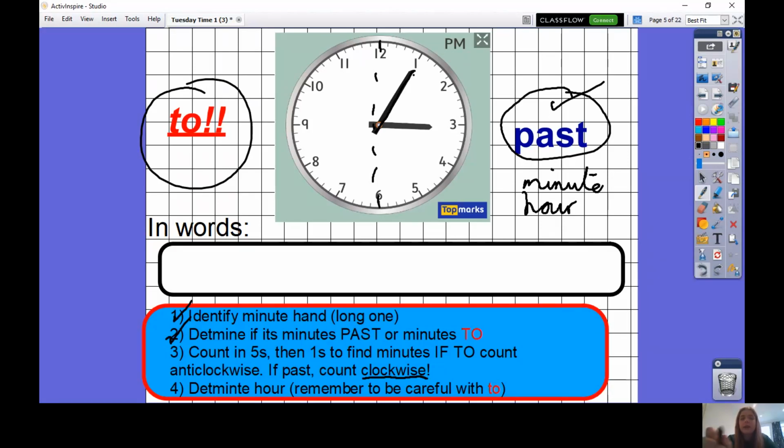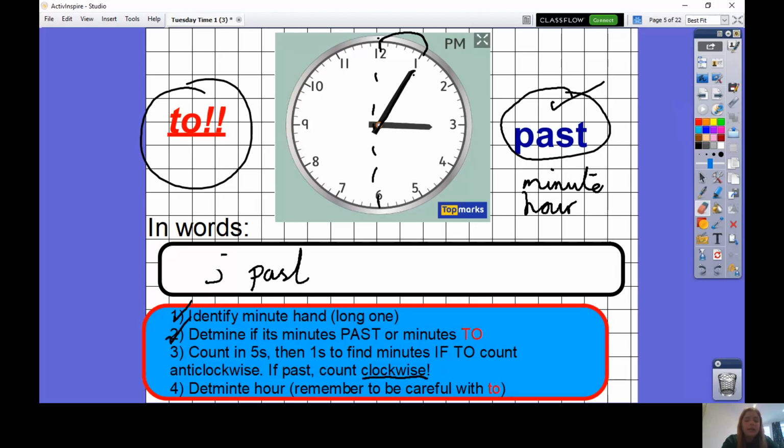So let's have a look at this one. I start on 12. I do not count 12. I start on 12, from 12, 5. So my minute hand is pointing at 5 past. I'm now going to check my hour and I need to be careful. I've already said my hour is just gone past, so I want to know which hour have I just gone past. I've just gone past 3. So I'm looking at 5 past 3.